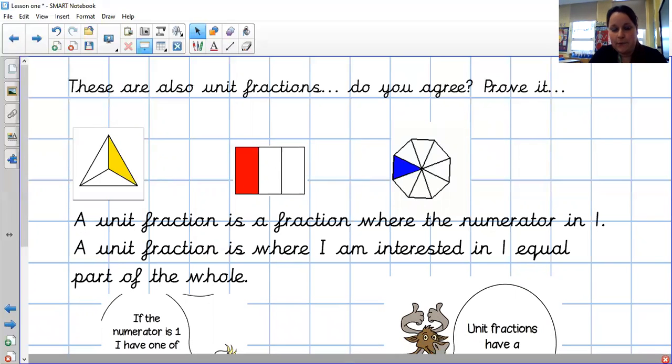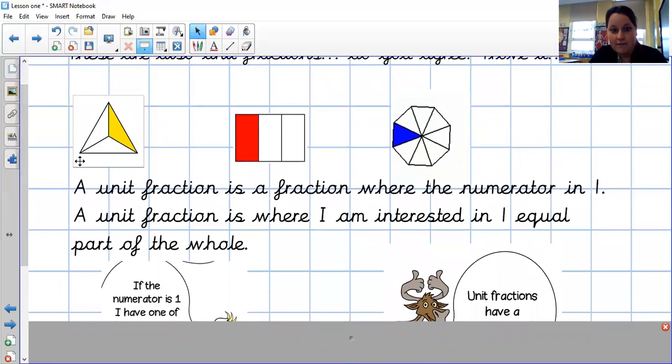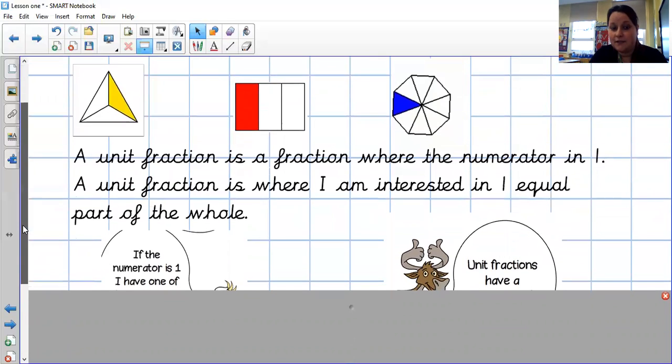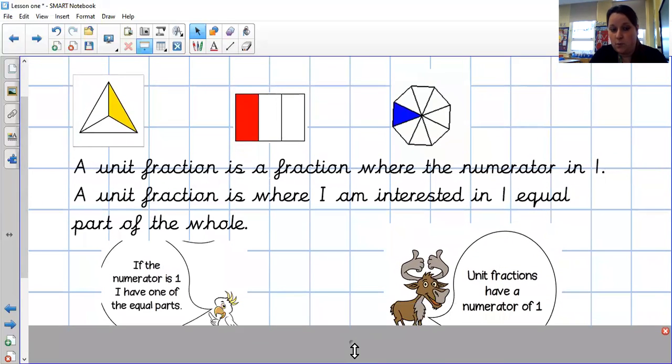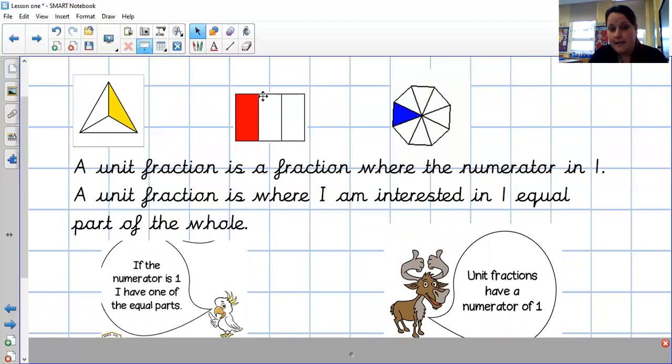In the first example, this one here, this is a unit fraction, and we know it's a unit fraction because the numerator is 1. I am interested in one of those equal parts. Here, again, it's a unit fraction. We know it's a unit fraction because, again, it's a third, and we are interested in one of those 3 equal parts. This fraction here, if we count the equal parts, we've got 1, 2, 3, 4, 5, 6, 7, 8, and we are interested in one of those 8 equal parts.